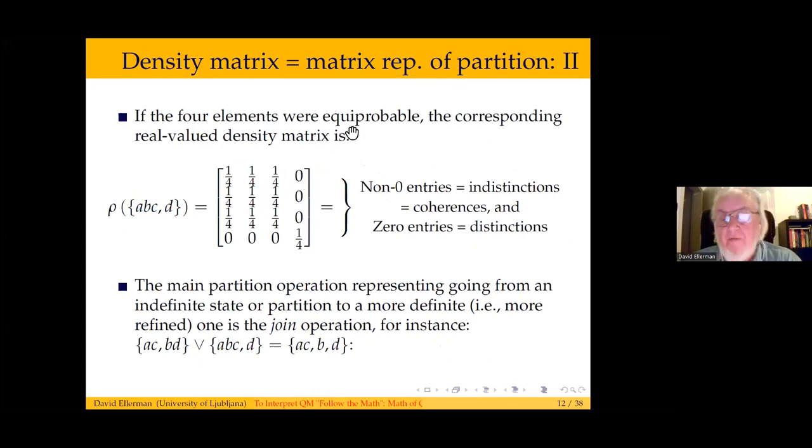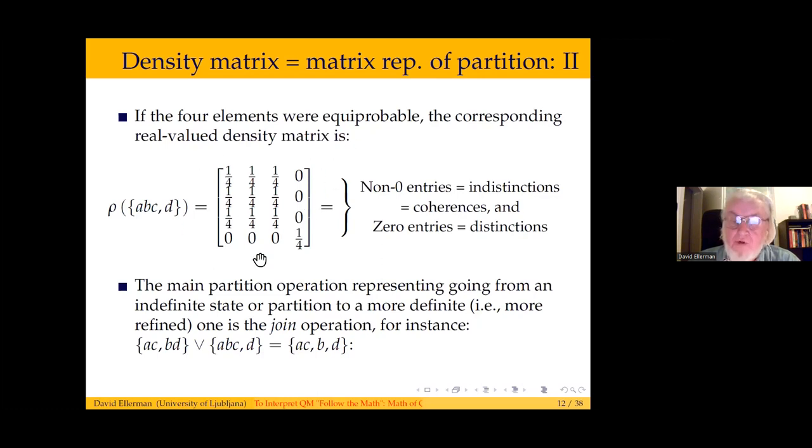If we assume the four states of a particle are equiprobable, then you have this density matrix here, and you see you have the diagonal elements, which have to sum to 1, which are the point probabilities. And then the non-zero off-diagonal elements in the density matrix are the indistinctions of the partition, and they're what are called in quantum mechanics the coherences. And these coherences are the source of all the weird interference effects in quantum mechanics, in the two-slit experiment and in the other ones. And the zero entries here are the distinctions. So this density matrix of this partition is just the way to represent an equivalence relation.